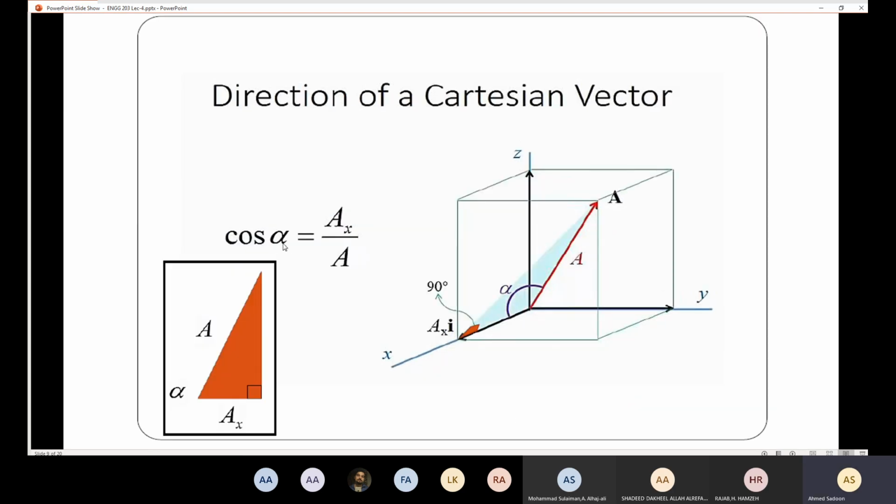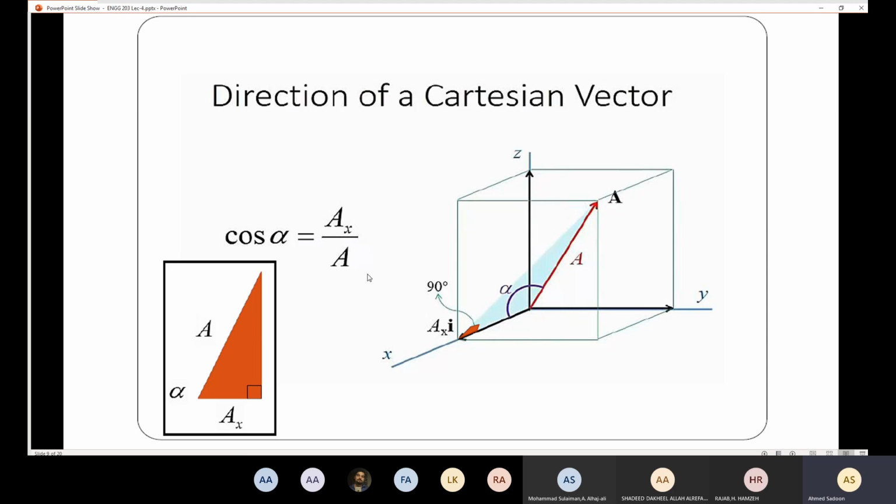Now we need to know how we can calculate these angles. Like you can see here, if you are going to take this triangle here, you are going to find this angle is the right angle, like this one. And the angle here is alpha. So we know that when we have a right angle, we can say that the cosine of alpha equals the adjacent over the hypotenuse. So cosine alpha is going to equal AX over A.